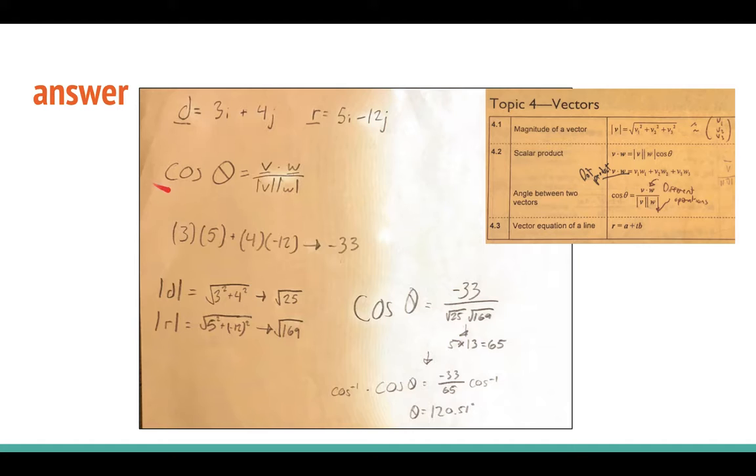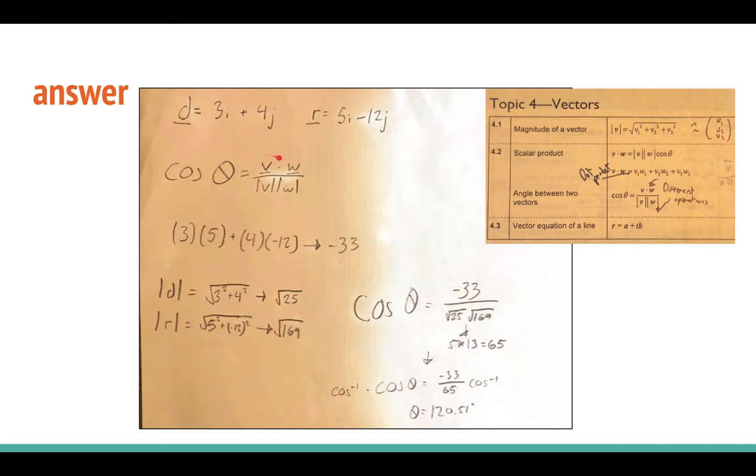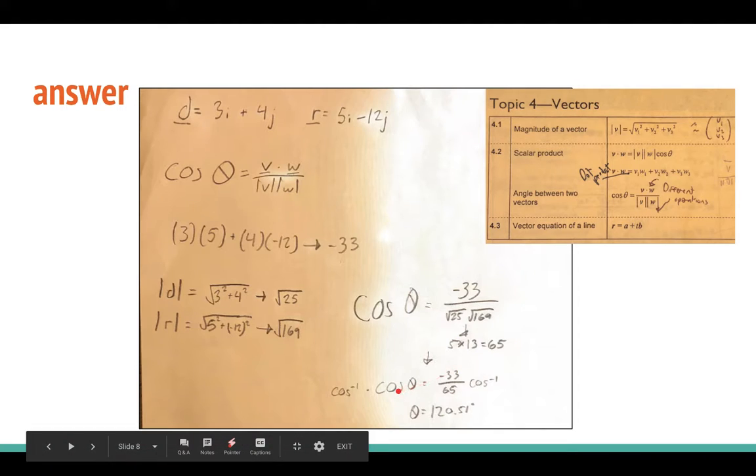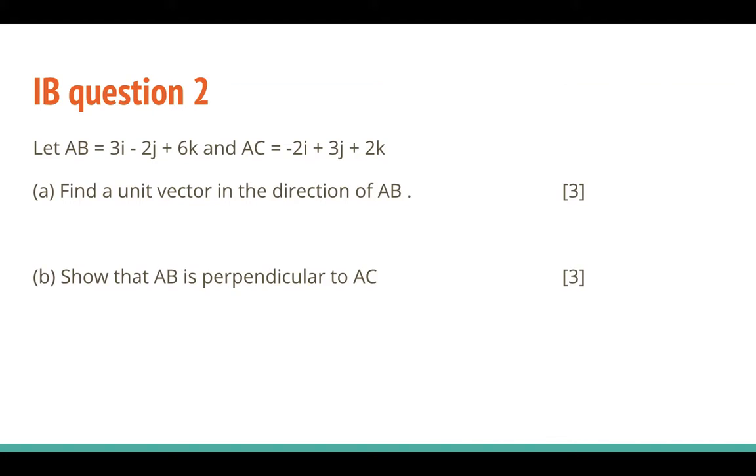First, in order to find the angle, you have to find the dot product, which I do here for the numerator, and the denominator you find the magnitudes of each one. Then you plug them into the equation. You simplify the square roots, multiply them together, and you get 65. Then when you do inverse cosine times this fraction, you get the angle of 120.51 degrees. That's your angle. Time for question number 2.